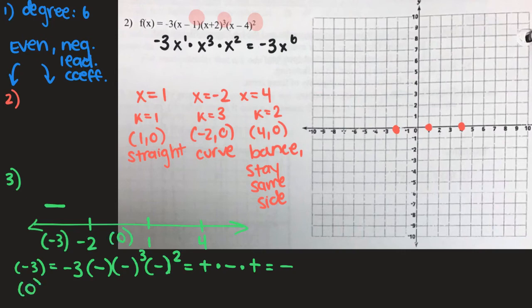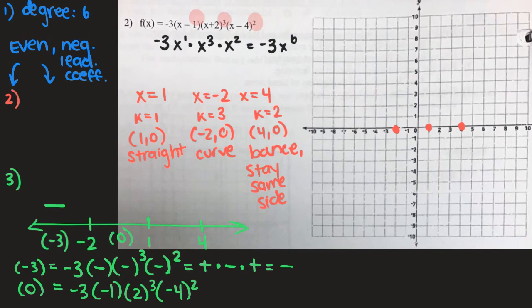So let's try 0. If you really wanted to do the numbers, you could. So we have negative 3. 0 minus 1 is negative 1. Then we got 2 cubed. But then we have negative 4 squared. Okay? You can do the math on this.